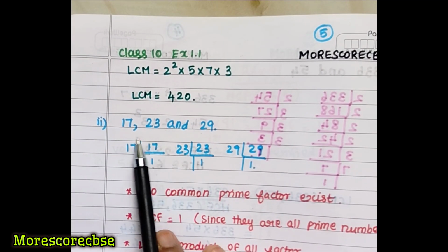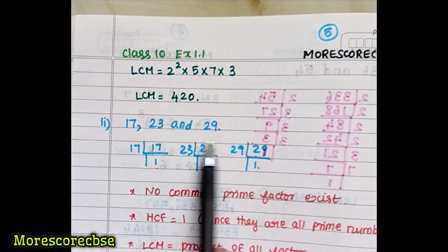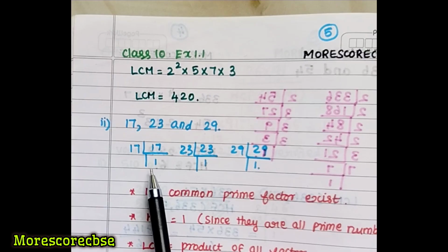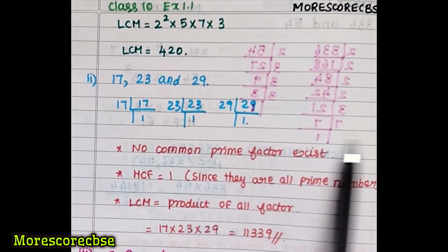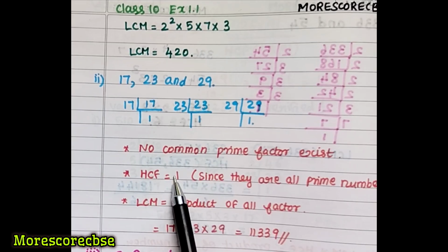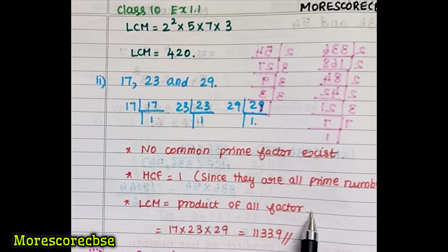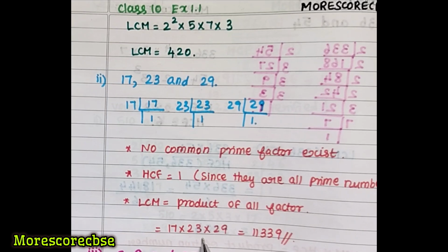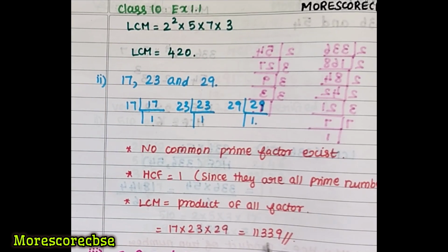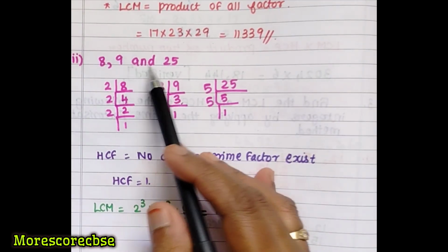Next, for the second sum, 17, 23 and 29. From these numbers we know that these are prime numbers, so they will have only one factor. So there is no common prime factor. Since they are all prime numbers, the HCF here will be 1. So LCM will be the product of all the factors. So that will be 17 into 23 into 29, that is 11,339.